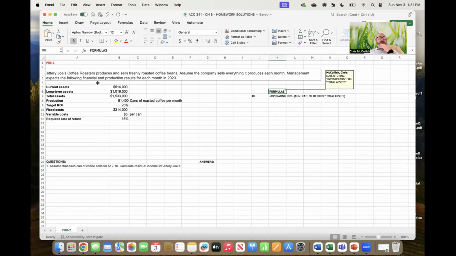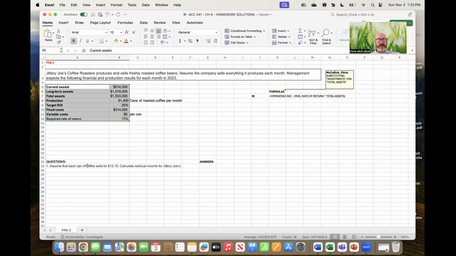This says Jittery Joe's Coffee Roasters produces and sells freshly roasted coffee beans. Assume that the company sells everything it produces each month. Management expects the following financial and production results for each month in 2023. And so what we have is various different financial items that come from the financial data for Jittery Joe's.